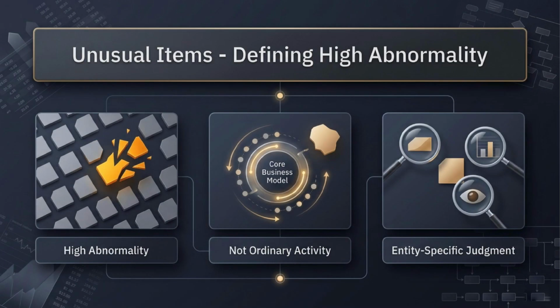Now let us move to unusual items. Under ASC 220, unusual nature is a judgment test. The item must have a high degree of abnormality and must be clearly unrelated or only incidentally related to the ordinary activities of the entity. Notice what this does not say. It does not say large amount equals unusual. A large item can still be ordinary if it arises from normal operations. The real question is, what kind of item is this, and does it stand outside the entity's normal business pattern?